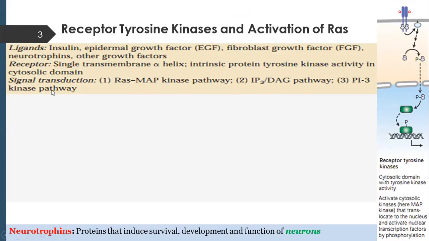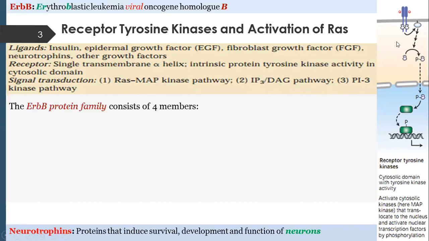In signal transduction, there are three different pathways it can activate. The first one is the Ras MAP kinase pathway, the same one that has been shown. Then the IP3 pathway, which we already discussed in GPCRs, and the PI3 kinase pathway can also be activated. So these three pathways can be activated through these receptor tyrosine kinase pathways.